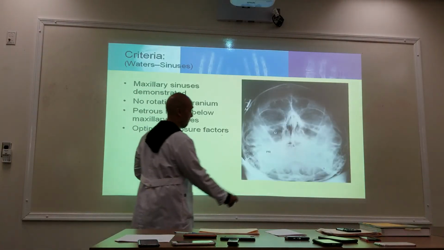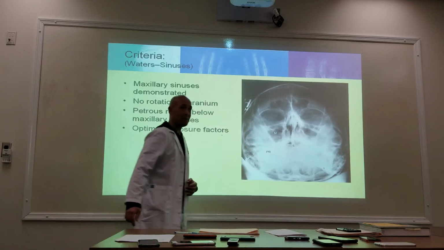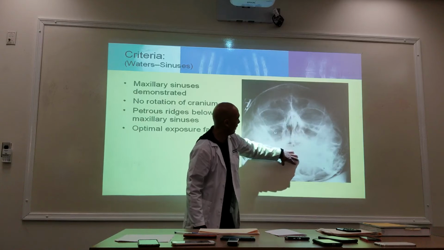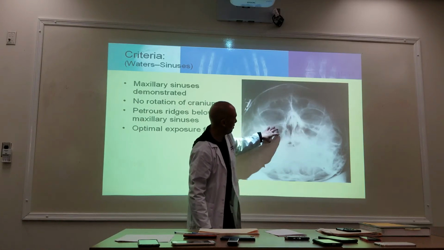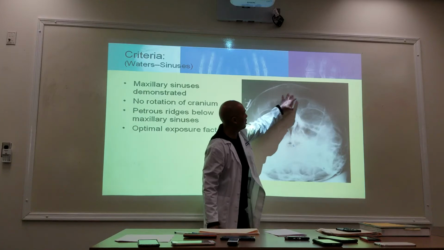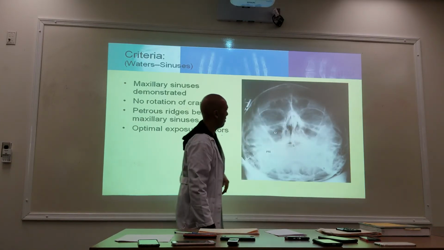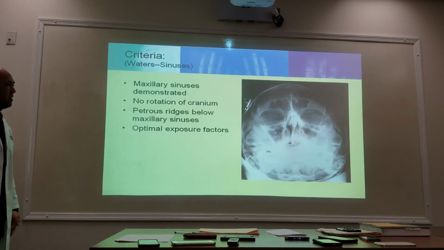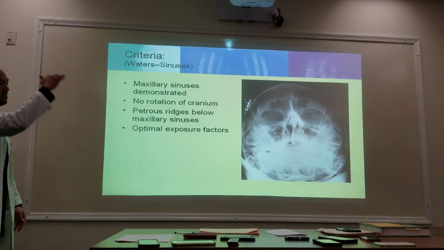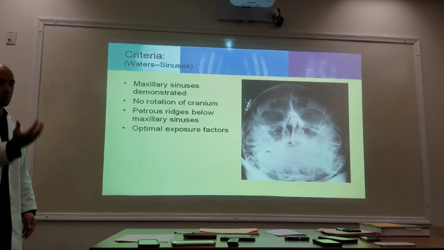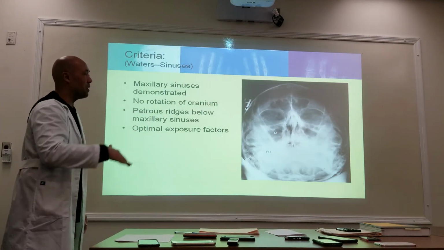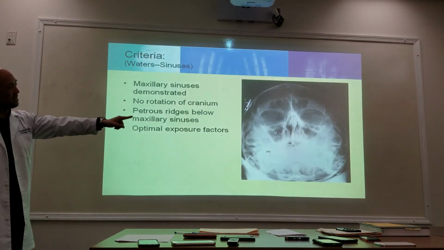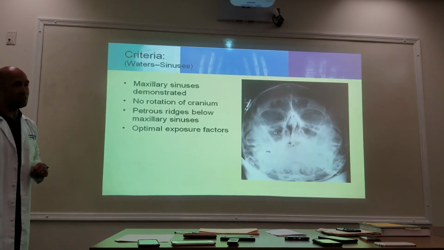Would be good for what? Be good for the maxillary sinuses, because the petrous ridges, the petrous portion is way down here now. So this is a good evaluation for the maxillary sinus. You're going to get some distortion in the frontal, but good for maxillaries. The petrous portion is going to be driven below the maxillary sinuses. And the sphenoid is in there, but you can't see it because it's behind the teeth.